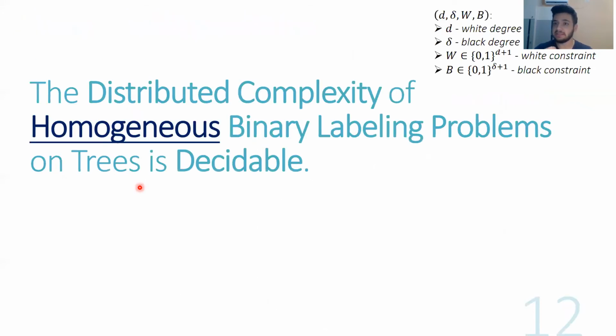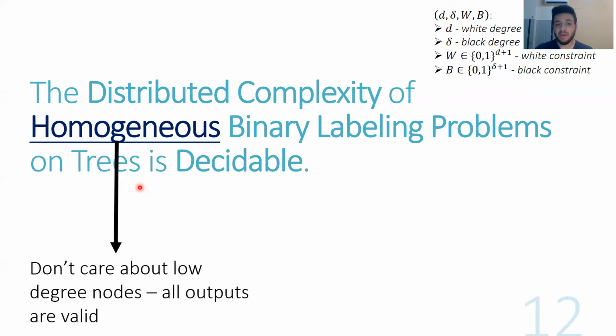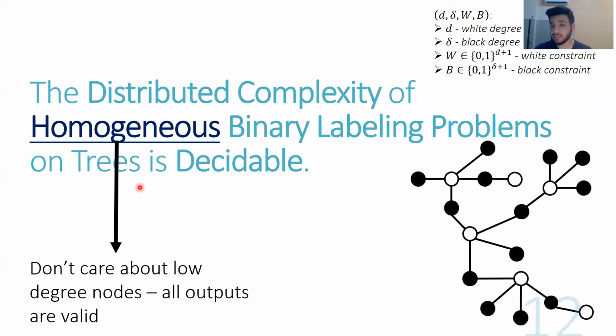And now to tackle the slight issue that I mentioned regarding leaves. Well, we are talking about homogeneous binary labeling problems. By that I mean that nodes that are not of degree D and are white, and are not of degree delta and are black, we just don't care about them. And all labelings to their incident edges are valid. And because of that, we can ignore leaves. So for example, in this graph, we don't care about the labelings of the edges adjacent to these nodes.